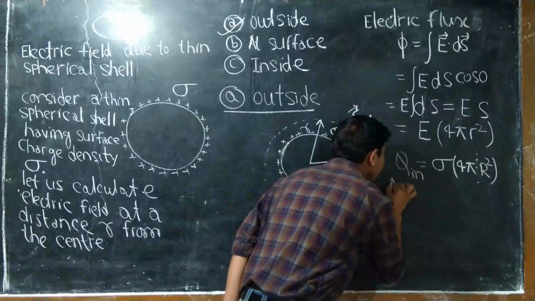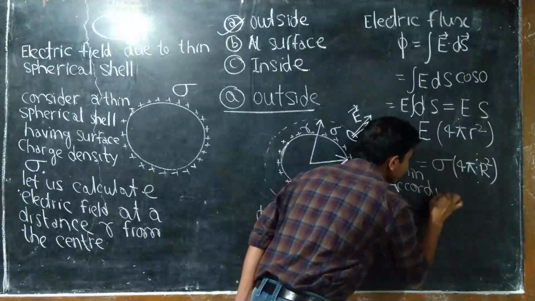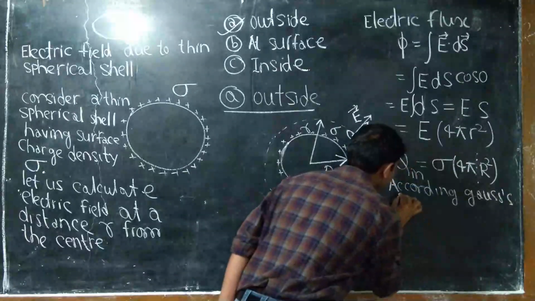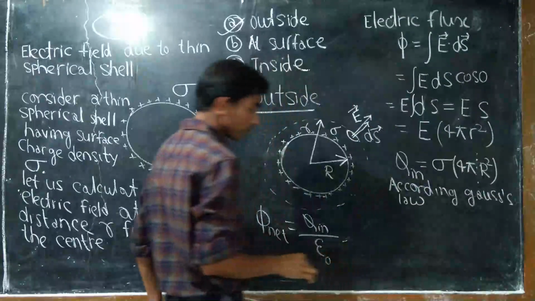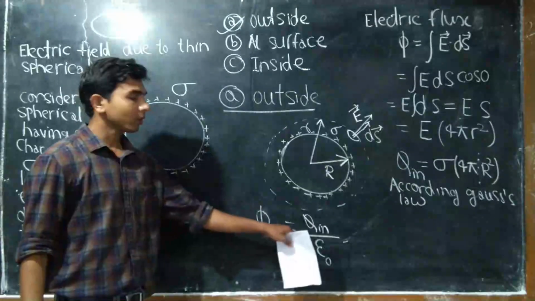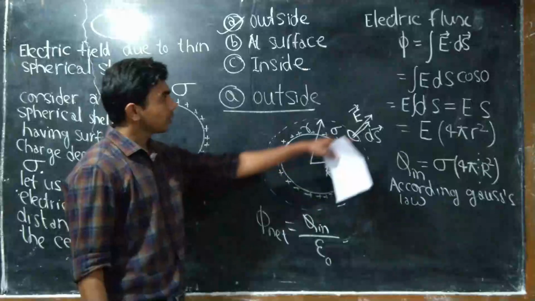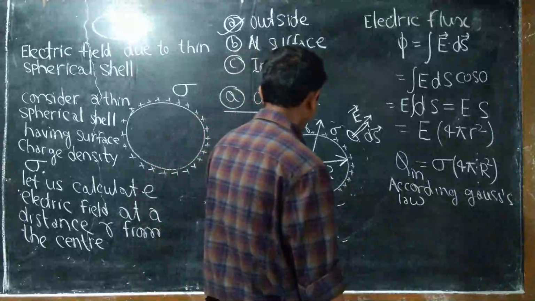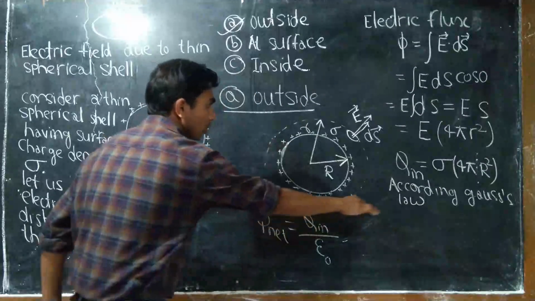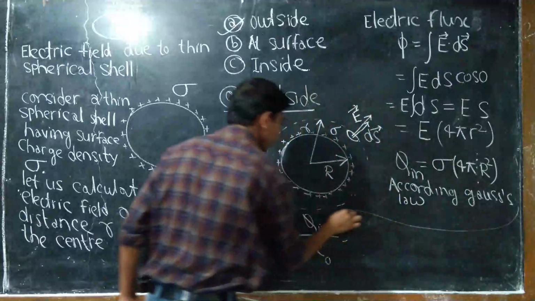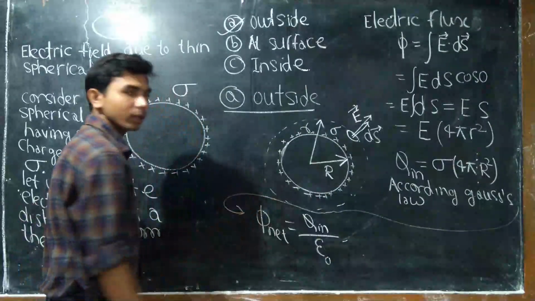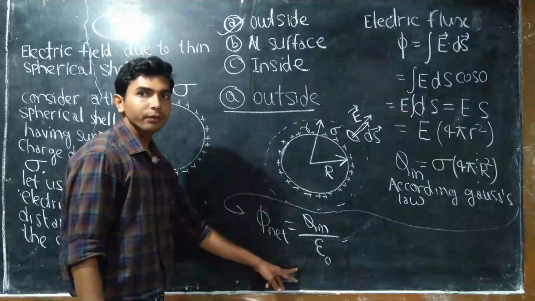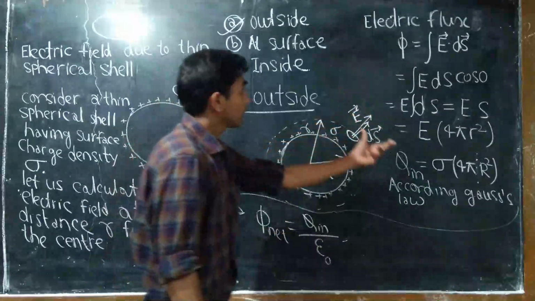So again I am writing here according to Gauss law. What is Gauss law? Phi net is equal to Q in by epsilon 0. Phi net is calculated, right? So I am just substituting the value. So according to Gauss law, phi net is equal to Q in by epsilon 0, right? Final is calculated. This is your final.